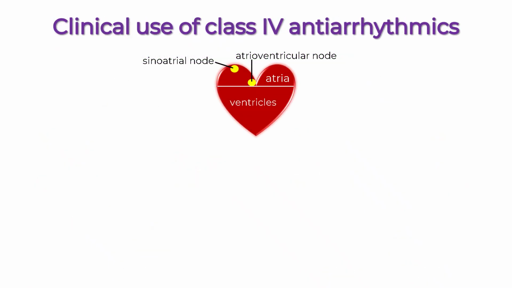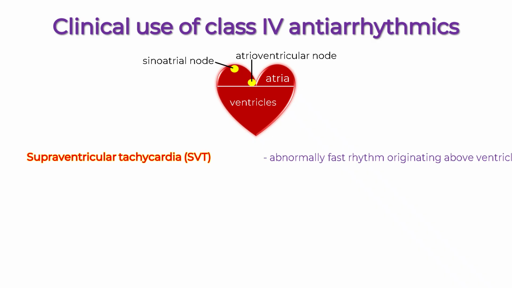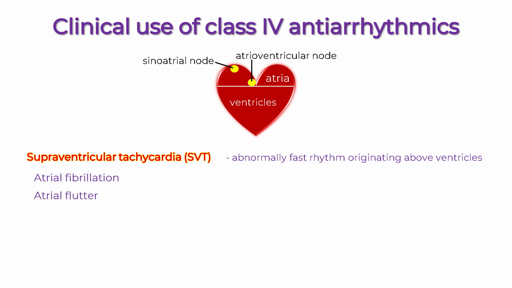Class 4 antiarrhythmic drugs are used mainly for arrhythmias that depend on calcium channels in nodal tissue. These include supraventricular tachycardias, a broad term for any abnormally fast rhythm originating above the ventricles, such as those involving the atria or the atrioventricular node. In atrial fibrillation and atrial flutter, calcium channel blockers reduce the ventricular rate by limiting how many action potentials pass through the atrioventricular node, even if the atria continue to fibrillate.